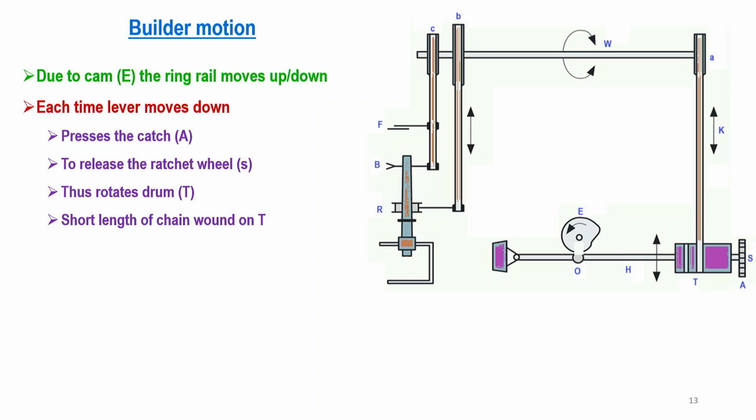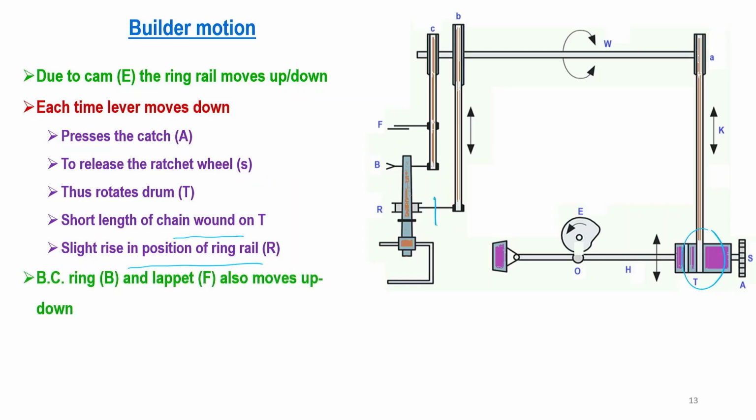Now, a short length of chain is wound on T, which will ensure the permanent shift, a slight rise in position of the ring rail. The ring rail will be moved a little bit higher. So, gradual shifting upward will be there, and the balloon control ring and lappet F also move up and down along with the ring rail.